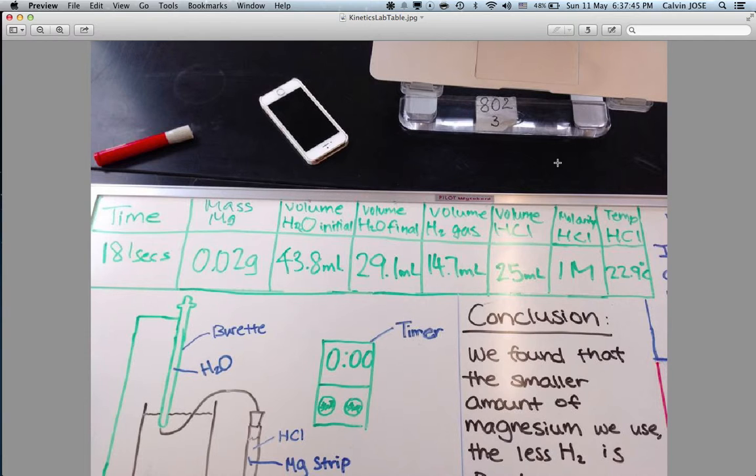As the experiment went on, the initial volume of H2O in the burette was 43.8, and by the end of the experiment, there was 29.1. So after doing calculations, we got that 14.7 milliliters of hydrogen gas was created in this experiment.